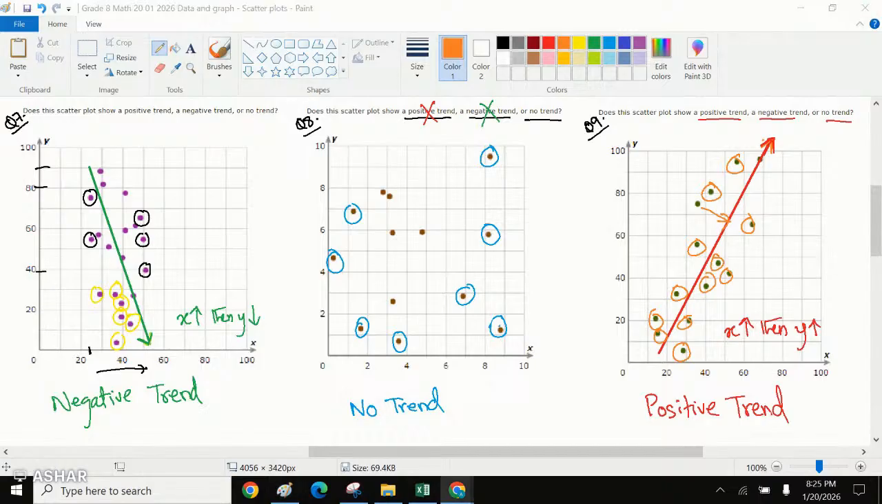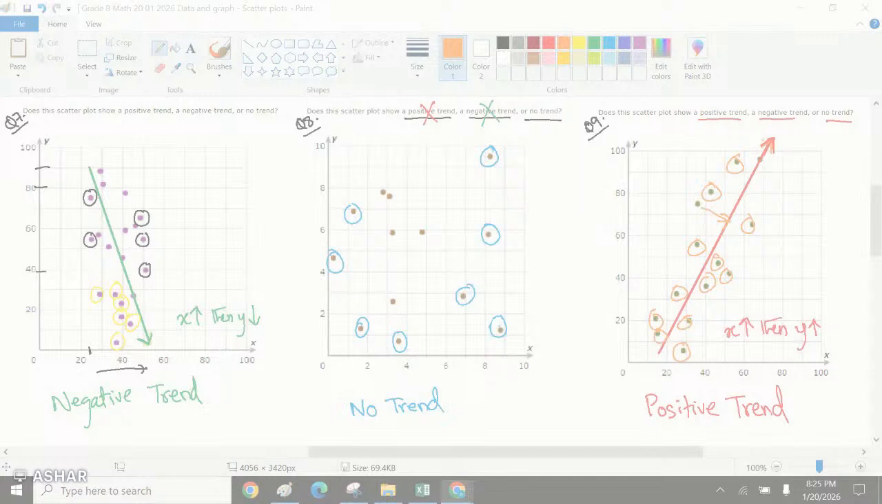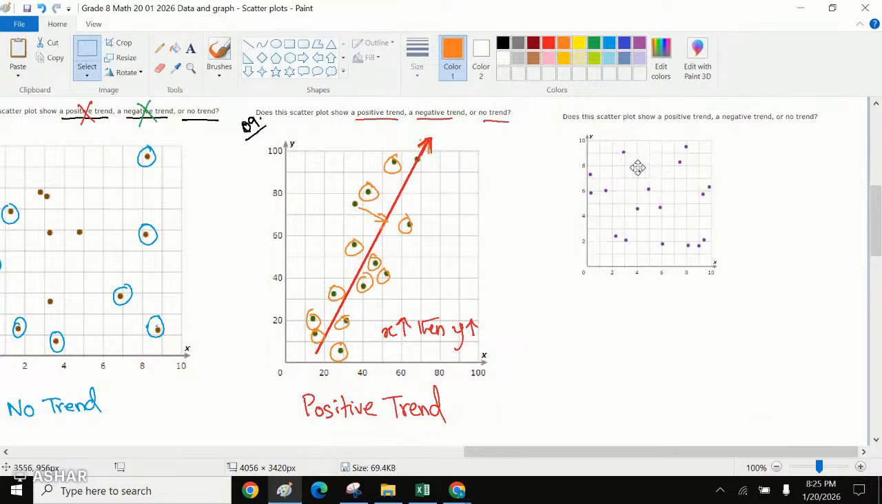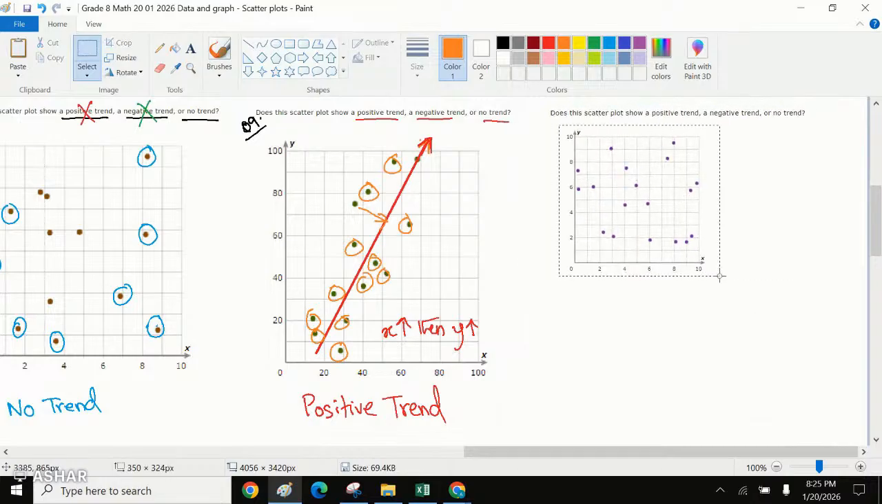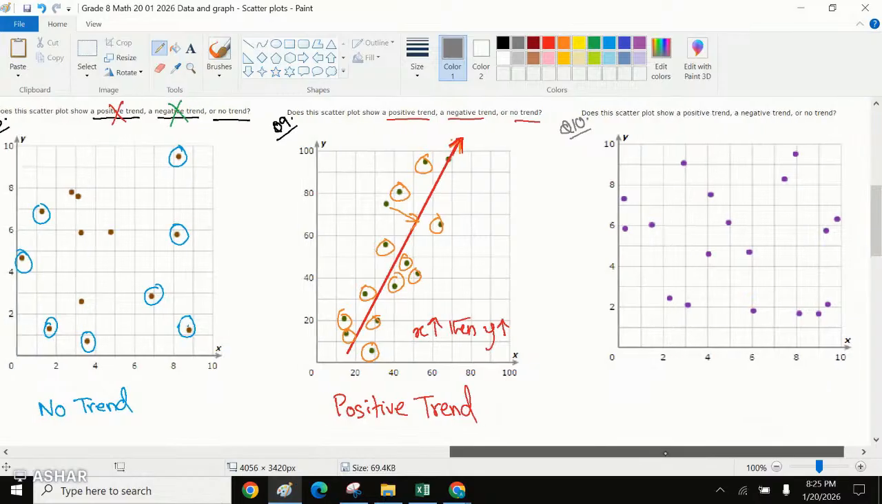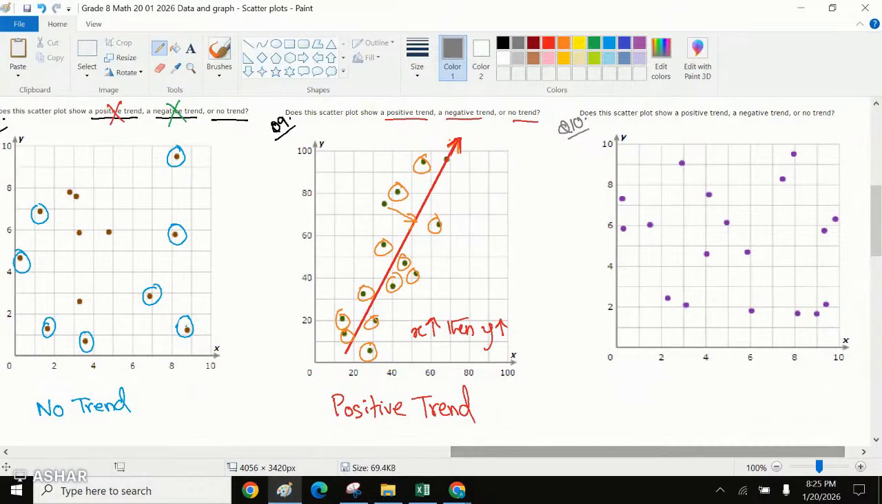So question number 10 states that, let me draw. So the next question we have is this. In question number 10, what kind of a trend do we see over here? These are scattered points, a scatter plot. Are the points positive, negative, or no trend?